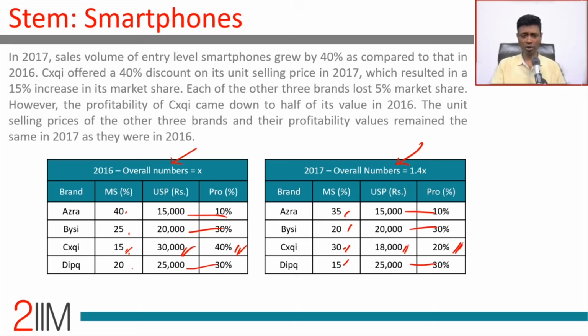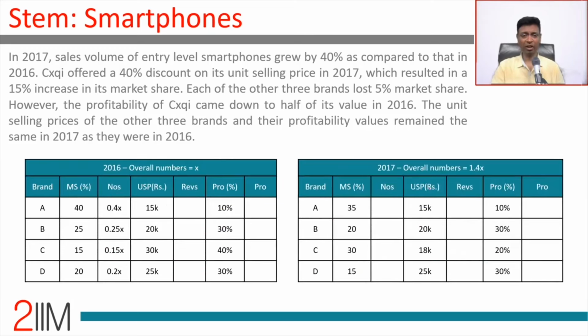Wonderful. Now we know that market share numbers are based on overall number of units. And so this is 40% of X. There will be 35% of 1.4X. Remember that. So it's better if we can imagine actual numbers. This is X. This is 40% of X. 0.4X, 0.25X, 0.15X, 0.2X. This will be 0.35 times 1.4X, 0.2 times 1.4X, 0.3 times 1.4X, 0.15 times 1.4X.